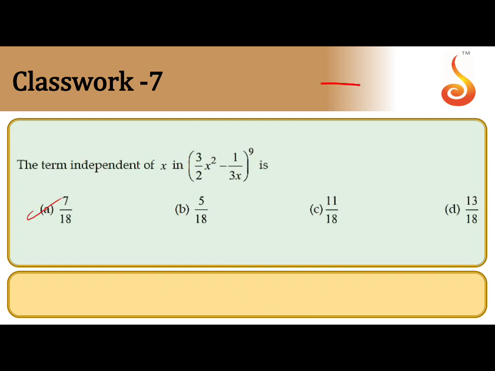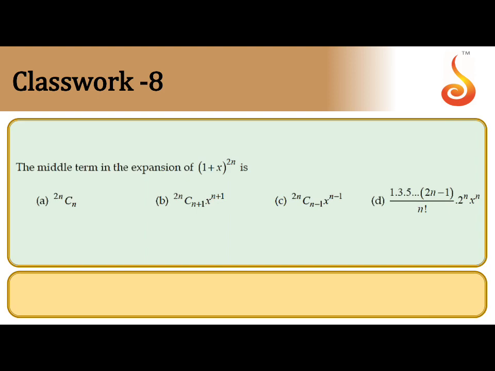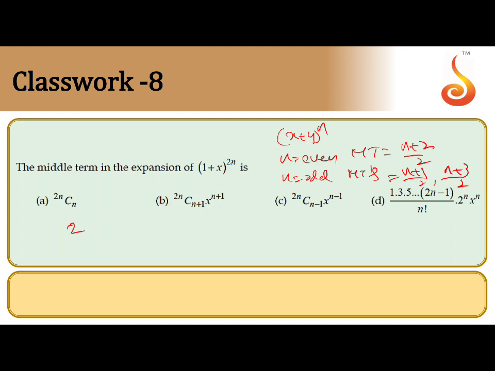So next question. The middle term in the expansion of 1 plus x whole power n. How do we find the middle terms? In x plus y whole power n, if n is even, the middle term is n plus 2 by 2. If n is odd, there are two middle terms: n plus 1 by 2 and n plus 3 by 2. These are the middle terms if n is odd. So here the power is 2n, that is even.